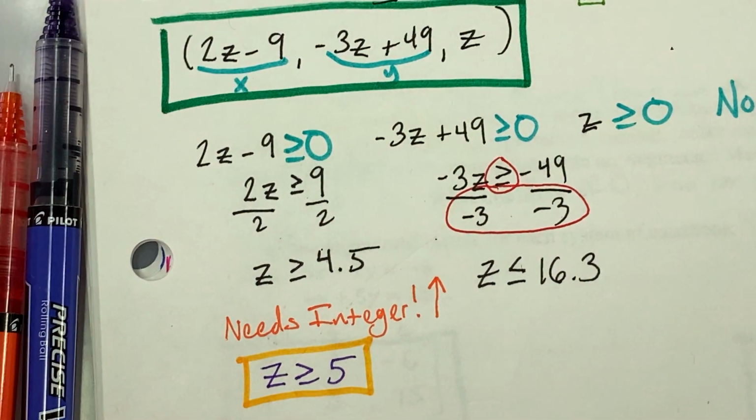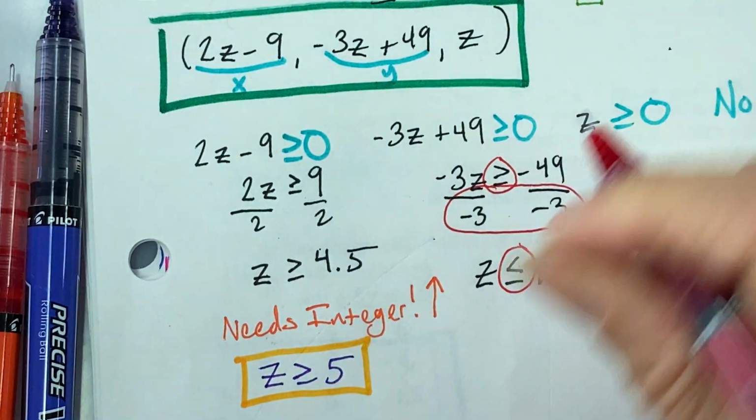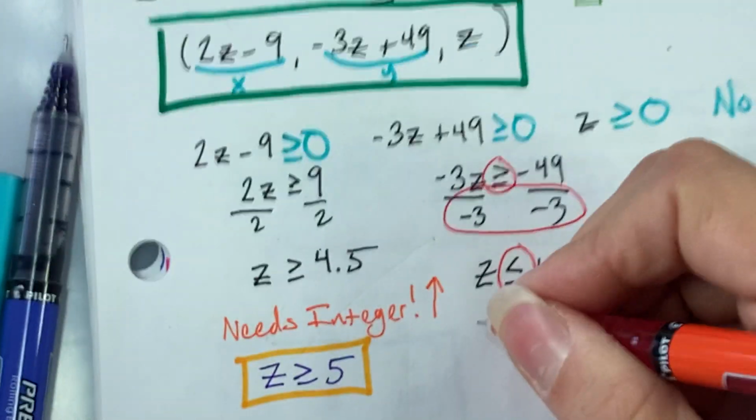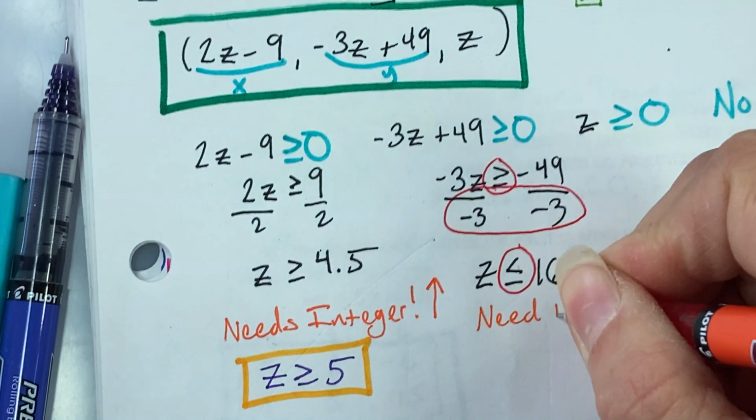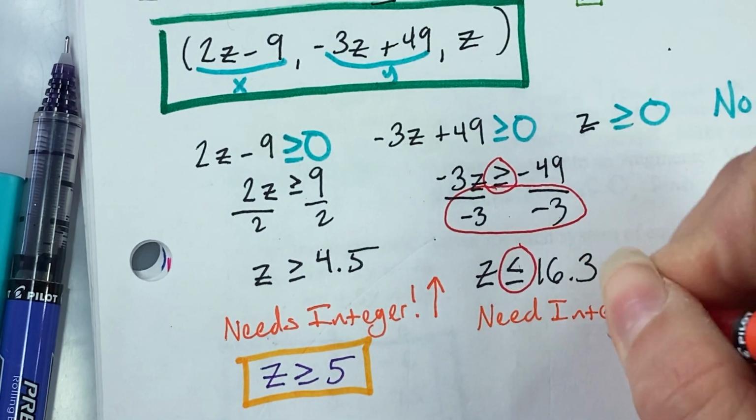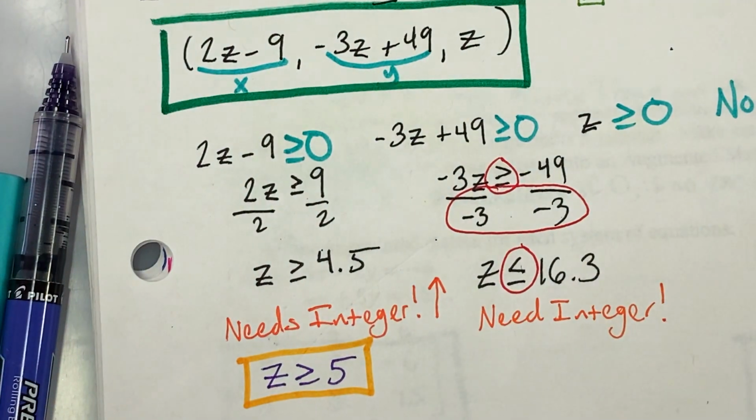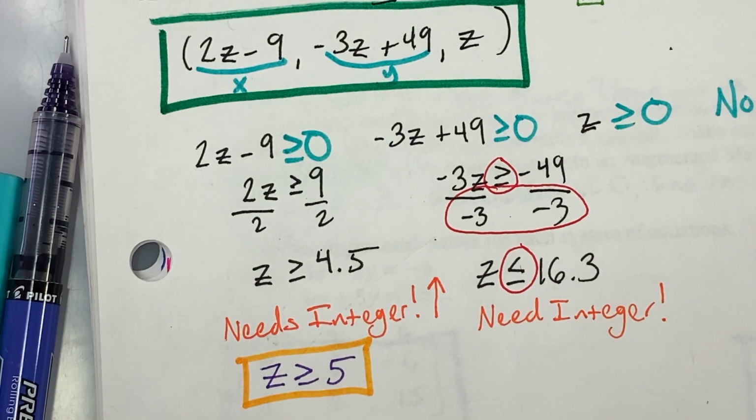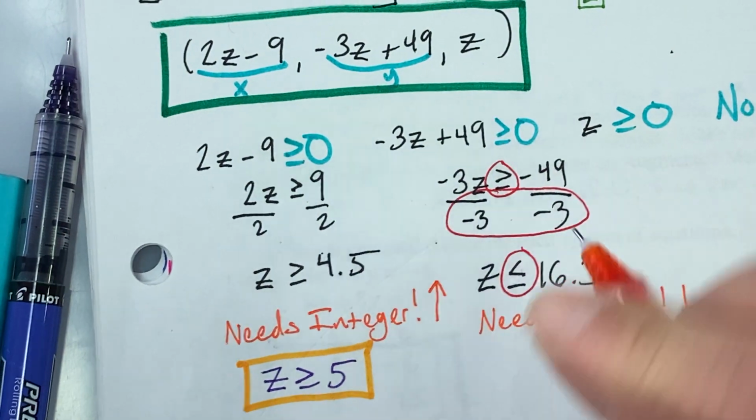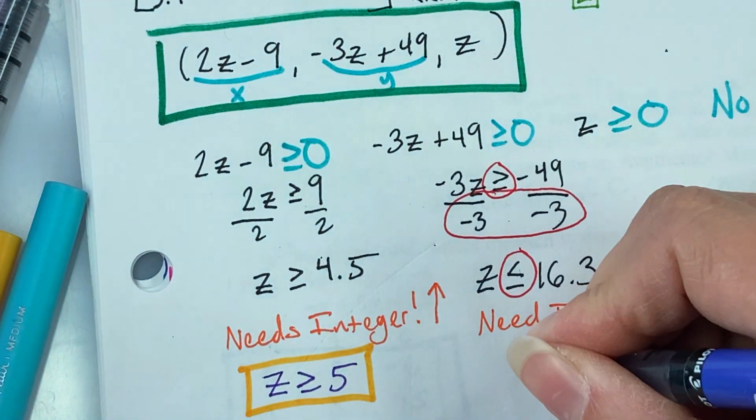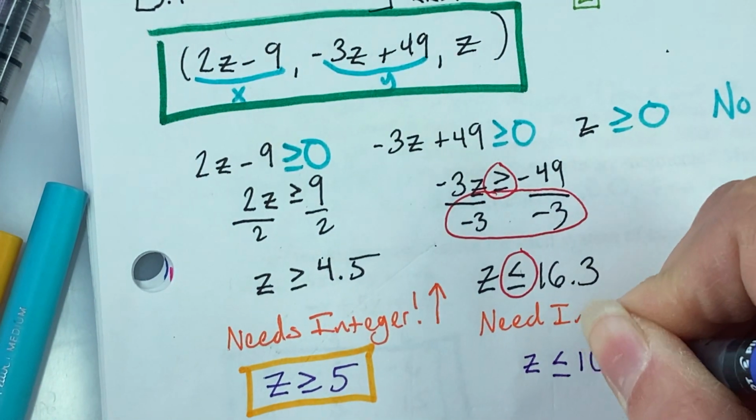Now, here's what's tough, folks. For this, we also need an integer. So 16.3, that's no good. We want a Z value that's less than or equal to 16.3, which would be 16. We round it down. So our expression will be Z less than or equal to 16.